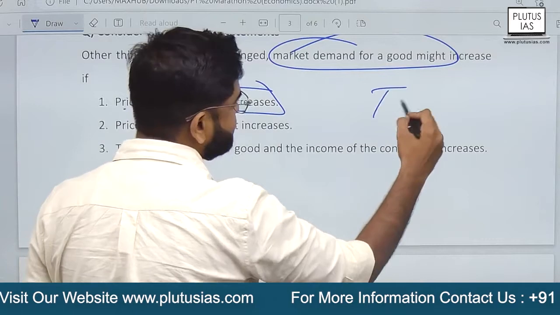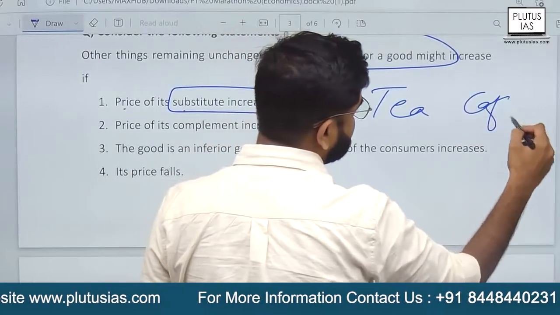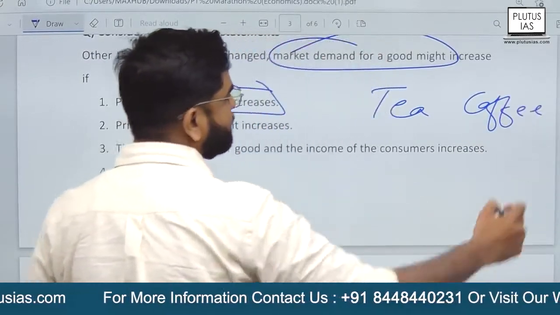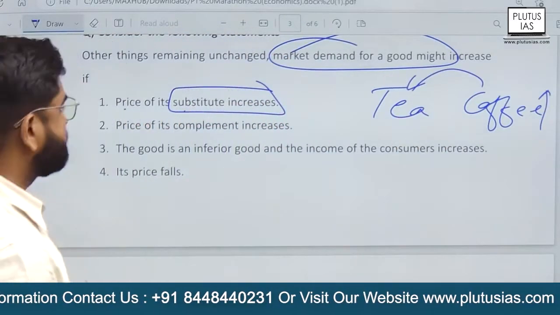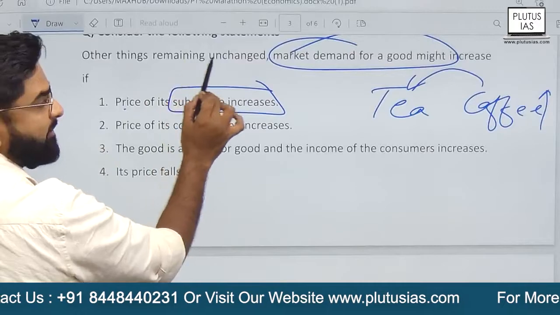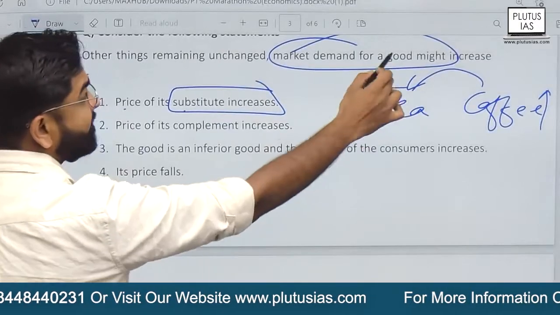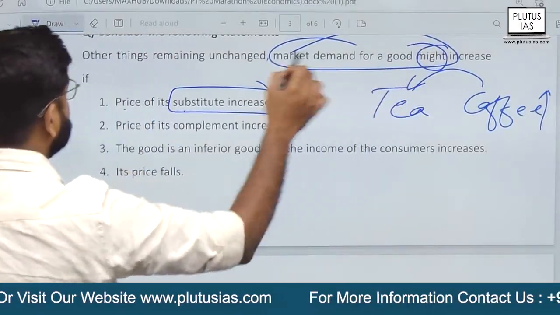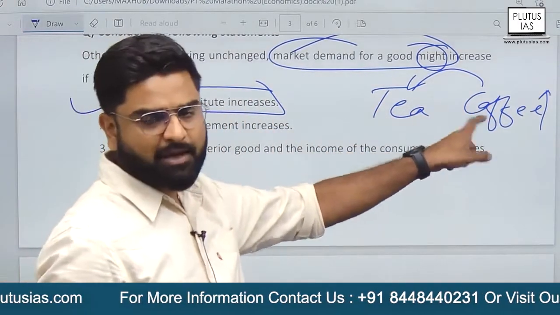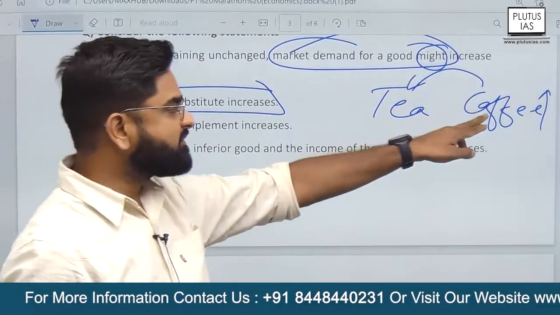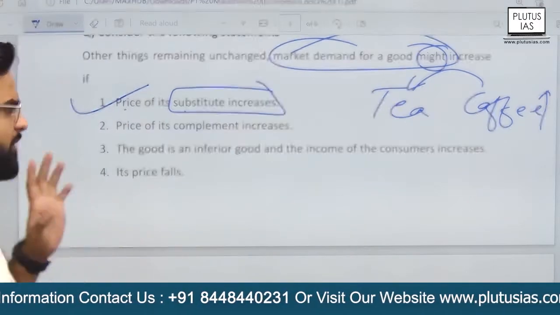मान लेते हैं you drink tea, and there is coffee as a substitute for tea. If coffee price increases, तो obviously the people will switch back to tea. तो इसका मतलब other things remaining unchanged, market demand for a good might increase. पहले मतलब मैंने बोल दिया इसने might increase, तो पहला तो सही है. If the substitute good का price बढ़ेगा तो obviously if coffee price increases, the tea will be consumed more. तो I can predict सही है.